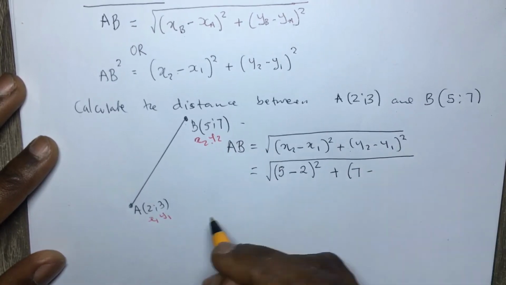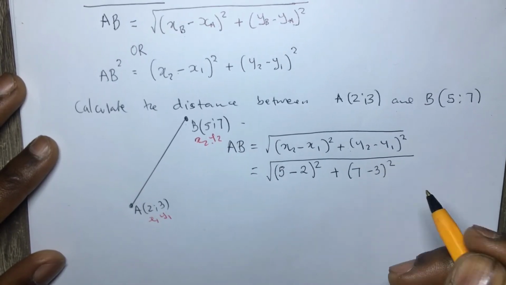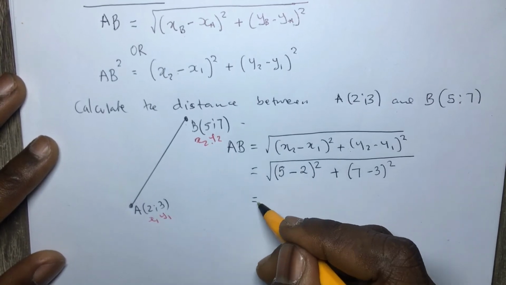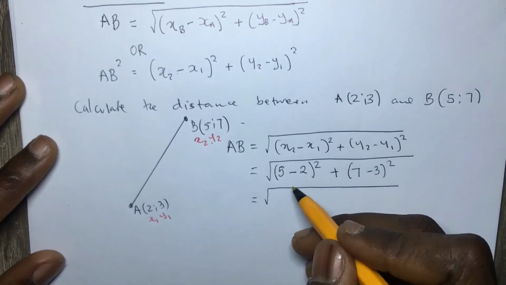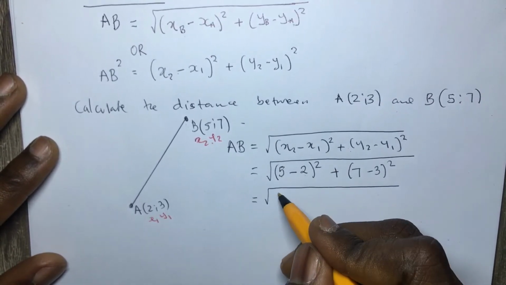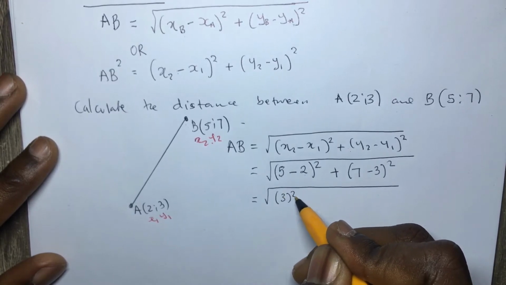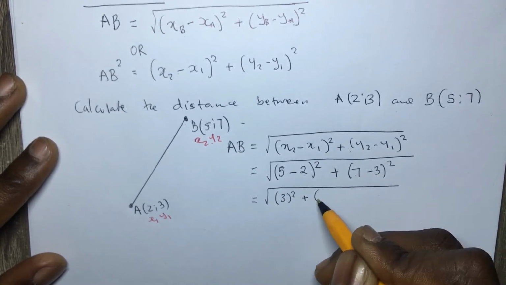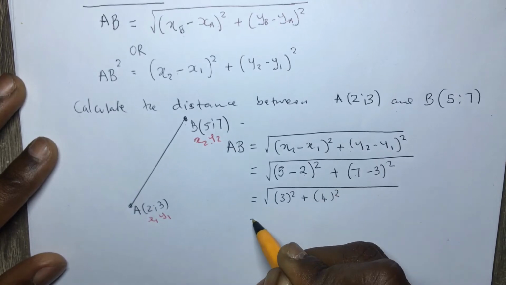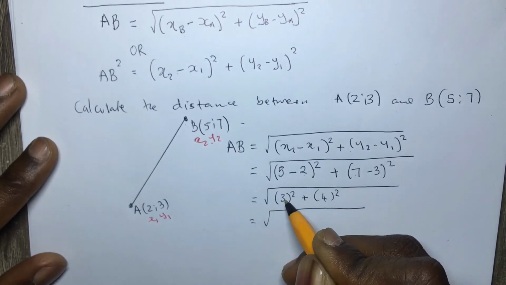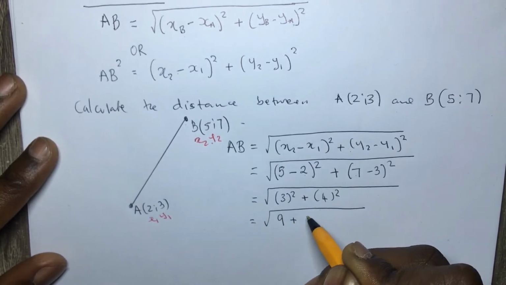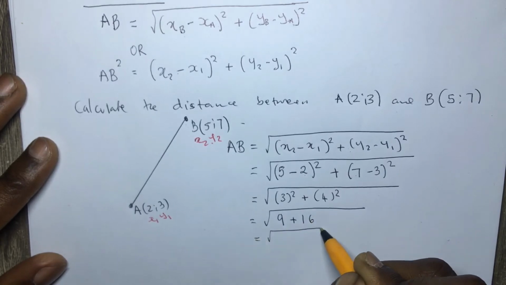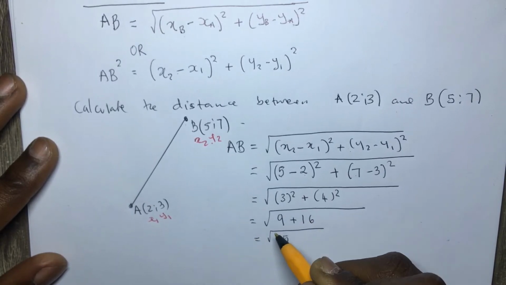7 minus 3 squared. Do you see it? Then you're gonna have to continue with normal algebra. 5 minus 3 is how much? 5 minus 2, sorry, it's 3 squared, plus 7 minus 3, it's 4 squared. Then you have 3 squared, it's 9, plus 4 squared, it's 16. That plus that is 25.